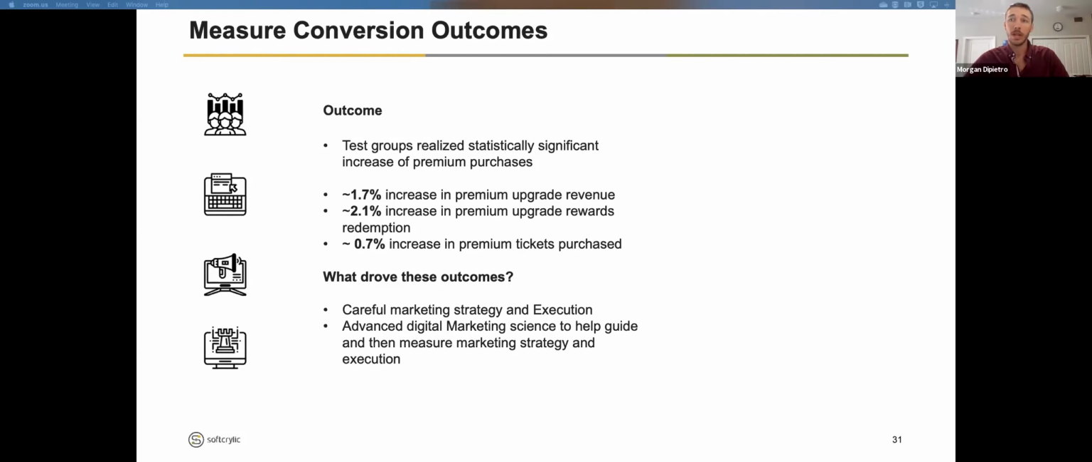So this is a really great case study for any kind of experimental design. It can be done in a lot of different ways, not just the messaging. You see that just those two bits of messaging were different. They were quite a bit different, not incredibly different, but with these very well-defined audiences, we were able to measure the outcome of that difference. So really what drove those outcomes is that careful marketing strategy and execution, and that advanced digital marketing science that helped guide and then measure that strategy and execution.